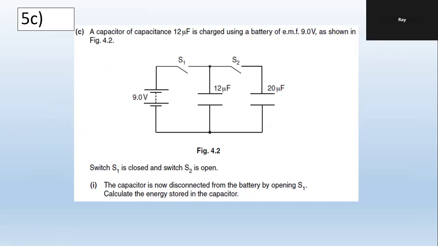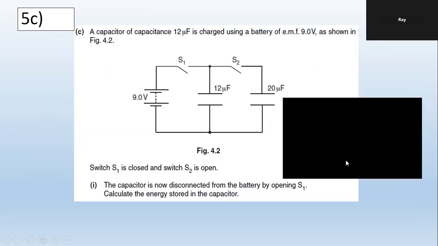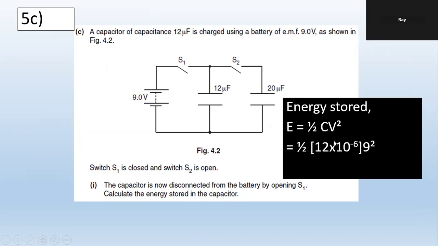A capacitor of capacitance 12 is charged using a battery of 9 volt as shown in figure 4.2. S1 is closed and S2 is open. The capacitor is then disconnected from the battery by opening S1, so it stores the charge, it's fully charged. Calculate the energy stored in the capacitor. Straightforward, memorize the formula only, half CV square. Change it to SI unit. V square, 9 volt. Okay with that?